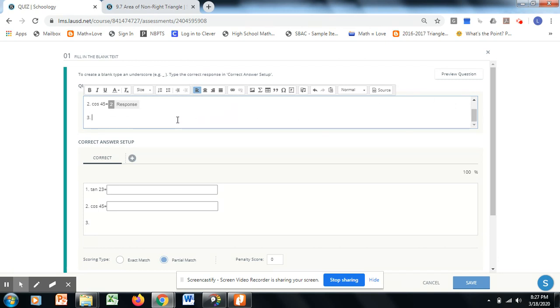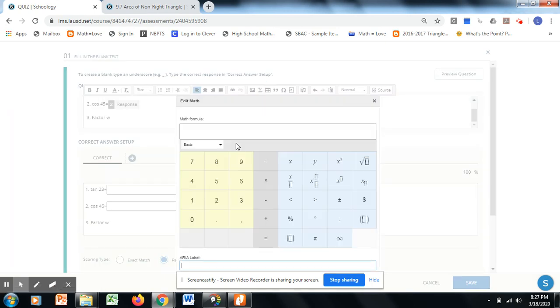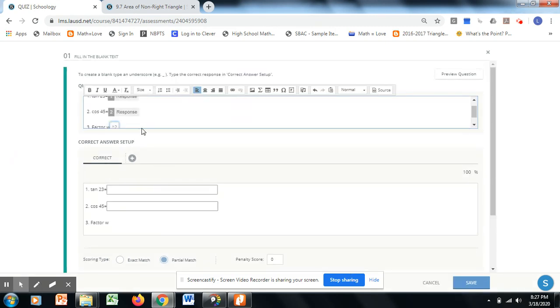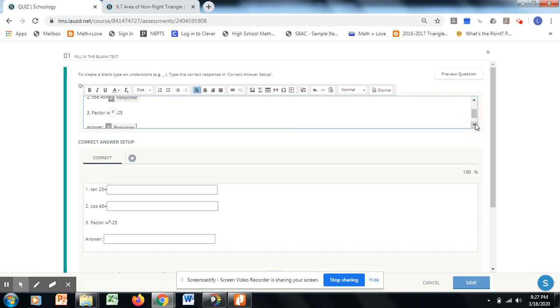What else? I think that's it. Oh, if for example you want to do, let's say, factor w squared. Now this is the disadvantage of typing your own problem as well. I mean, based on my experience, if you're using equation editor, it takes a lot of time. So let's say factor w squared minus 25. Right. So you can have your students answer on the next line. And again, you should provide a blank for their response.